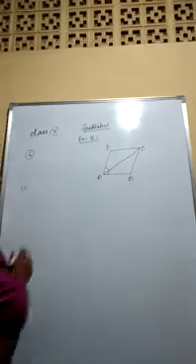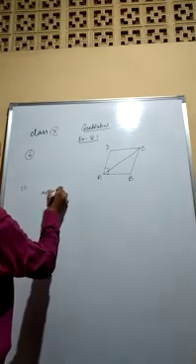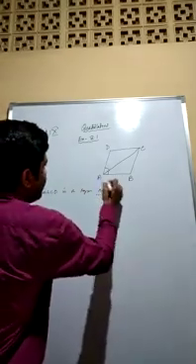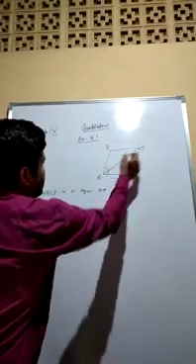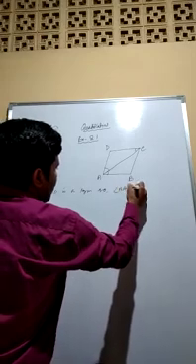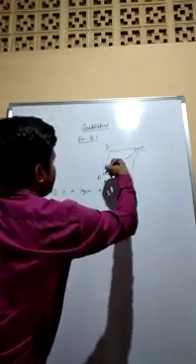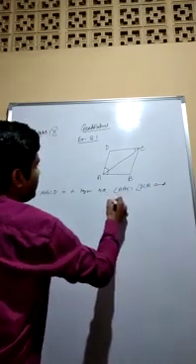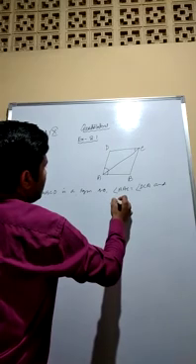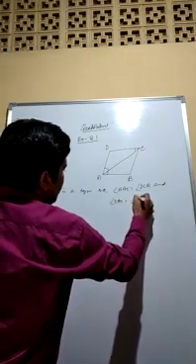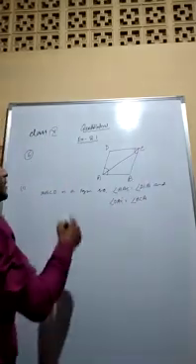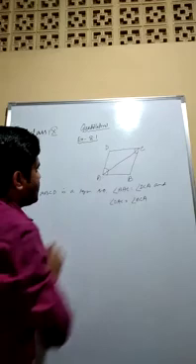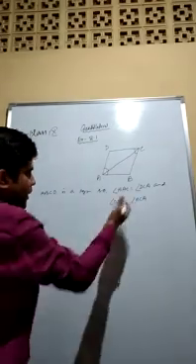ABCD is a parallelogram. Since it is very simple, ABCD is a parallelogram. So this one is parallel to this, so this one and this one are the same. Angle BAC equals angle BCA. So these two angles, that means alternate interior angles, are equal because it is a parallelogram. So AB is parallel to BC and AC is a transversal. So that's why I can write this.